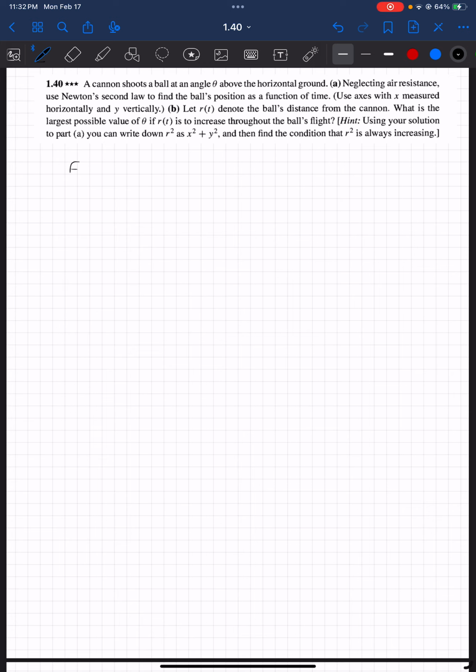Newton's second law is force is equal to mass times acceleration. A good note is to always start with a drawing for these types of problems. So I'll draw our x and y axes out, where our x is considered our horizontal ground that the angle of our ball is relative to. So I'll draw the projectile, the trajectory of our ball, at an angle theta above our horizontal x-axis.